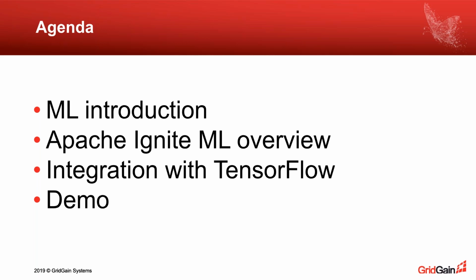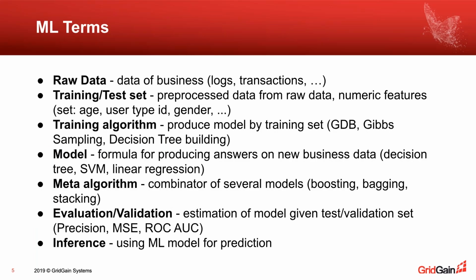Okay, so let's start with a short machine learning introduction. I just want to be sure that we are all on the same page, so I will explain the meaning of some machine learning related terms. And I will start with raw data. This is raw data, some kind of business data. It could be logs, it could be a massive set of transactions, it could be raw images, video, voice, text, documents, anything that we are able to use for machine learning.